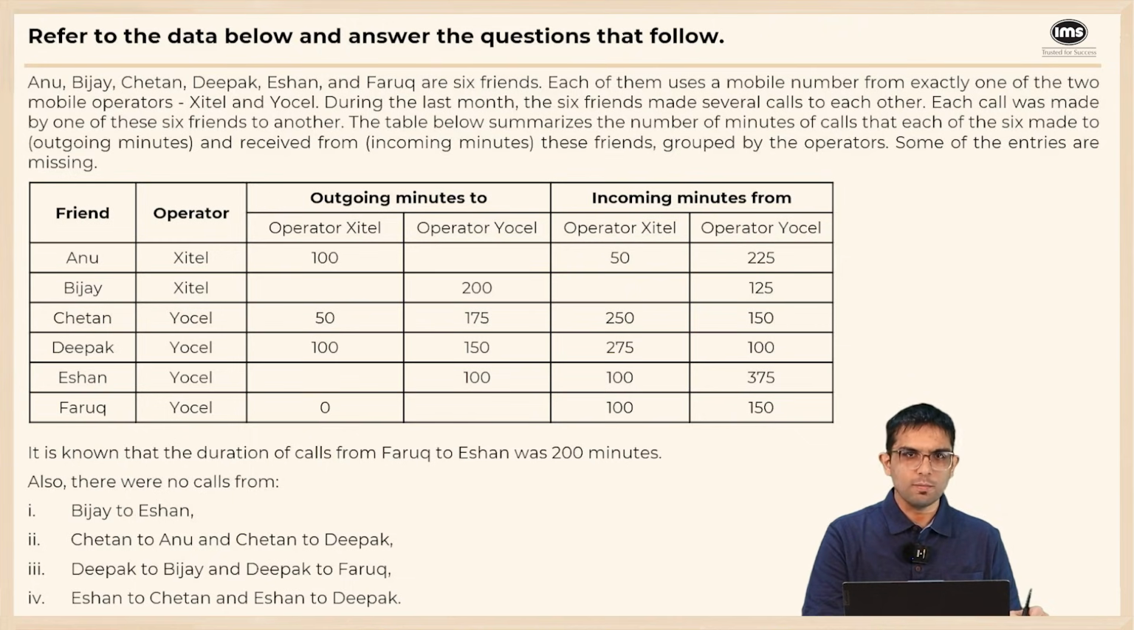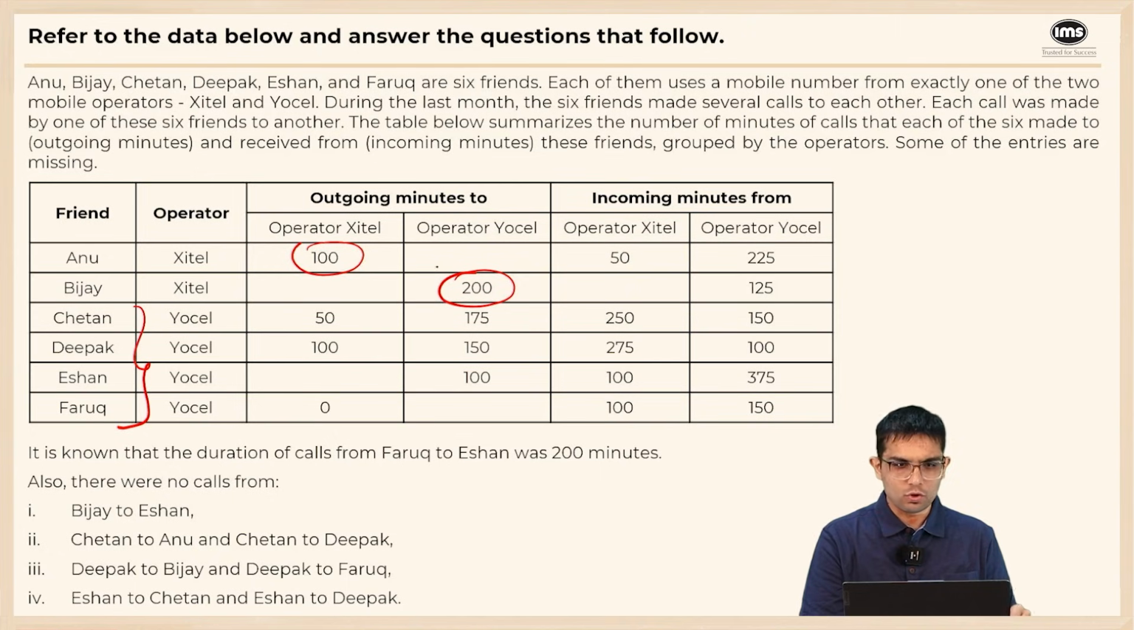That's the table. So it means A has done 100 minutes of outgoing calls to the operator X. Now if you can see, operator X is only A and B. So I can understand that this 100 minutes of outgoing call must have been done to B. Similarly, B has done outgoing calls to operator Y as 200. So that means B has done calls to C, D, E and F totaling 200 minutes, and so on. So this is the table from which we'll make the solution table.